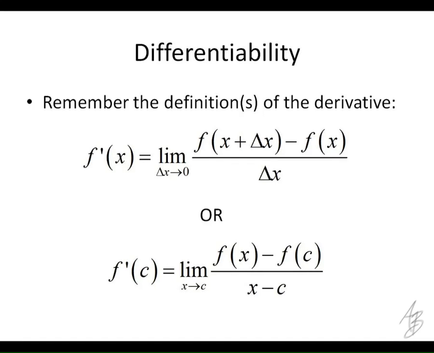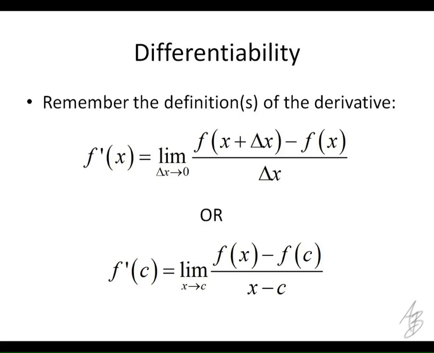Like I said, we need to remember these definitions, and not just for this chapter, but this is something we're going to use throughout the rest of the year. And when we're talking about the ability to differentiate a function, that's basically asking the same question as, are we able to compute this limit? If this limit exists, then the function can be differentiated. If the limit does not exist, then the function cannot be differentiated.